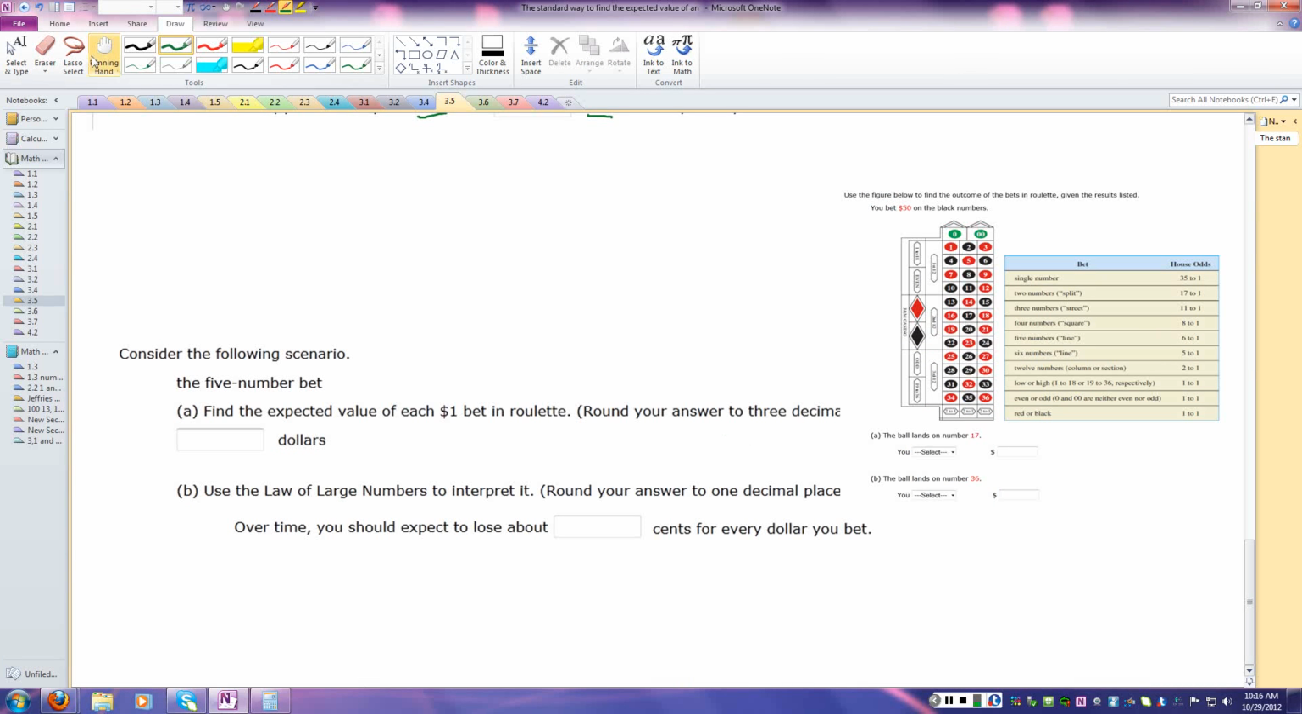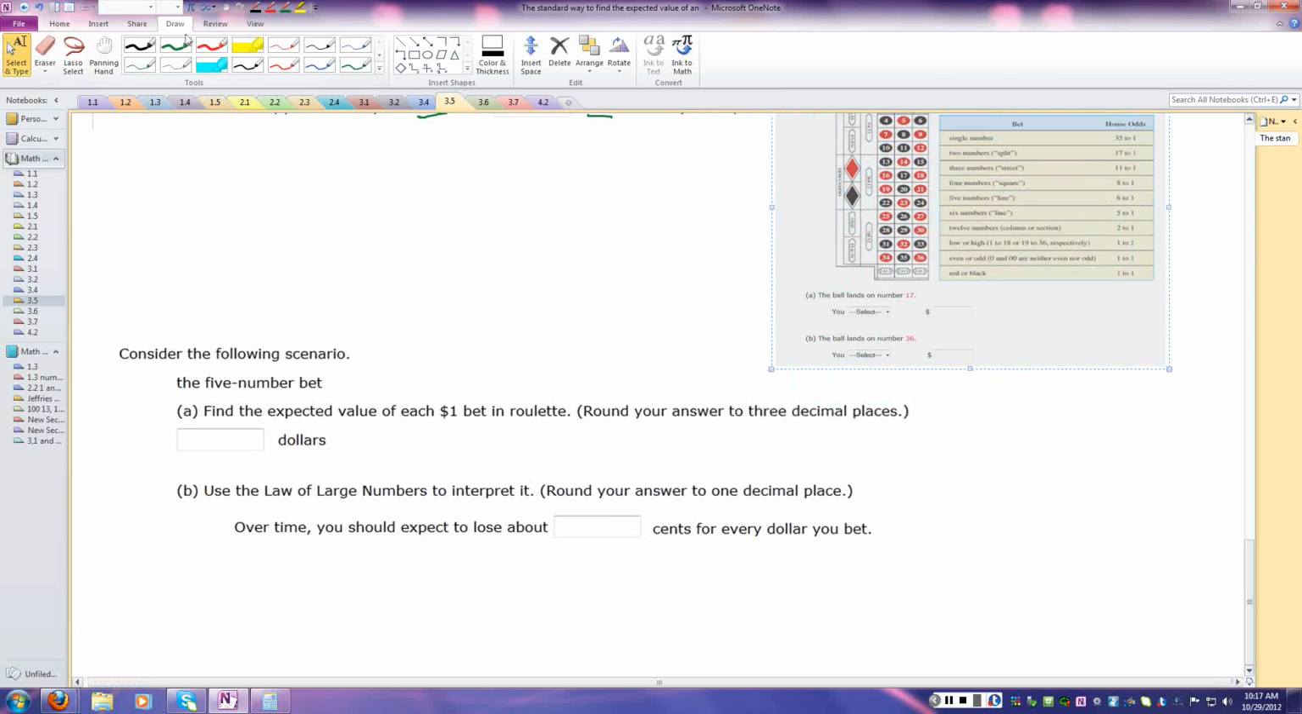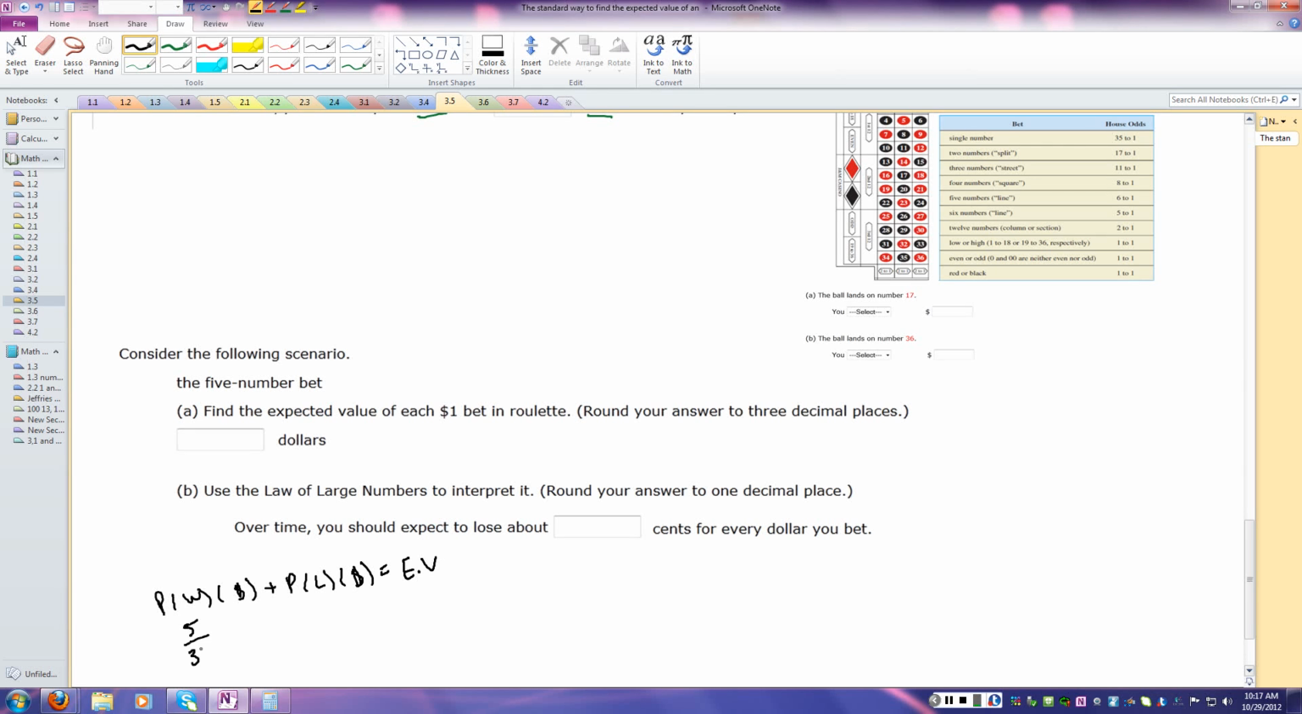So let's look at the same approach here, but we're looking at the 5-number bet. The same type of problem. So in the 5-number bet, again, I go the probability I win, times the money I get if I win, plus the probability I lose, times the money I would get if I lose. This would be my expected value. So the probability I win in 5 numbers would be 5 out of 38. The money I would get if I won, well, in the 5-number bet, it pays 6 to 1, so if I bet $1, I get $6.